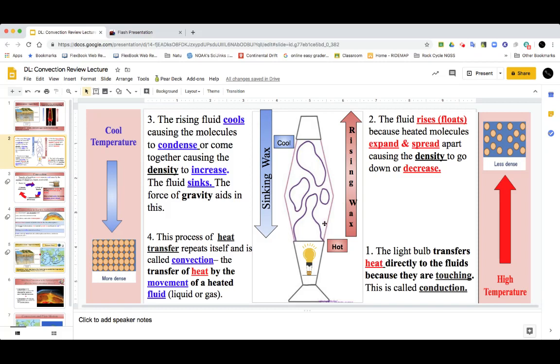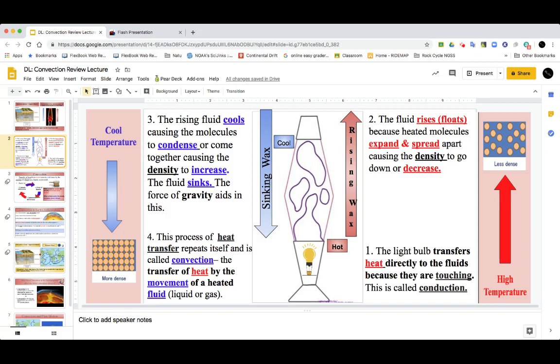As the wax moves away from the heat source, it now begins to cool. So we clearly have a temperature difference from the bottom of the lamp to the top of the lamp. The bottom of the lamp is hotter, the top of the lamp is cooler. So that cooling wax starts to sink, and it does that because the molecules come closer together, and that affects the density. It makes the density increase. So we have more dense wax that sinks.